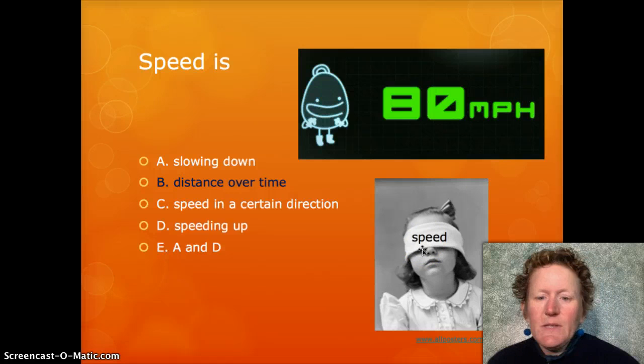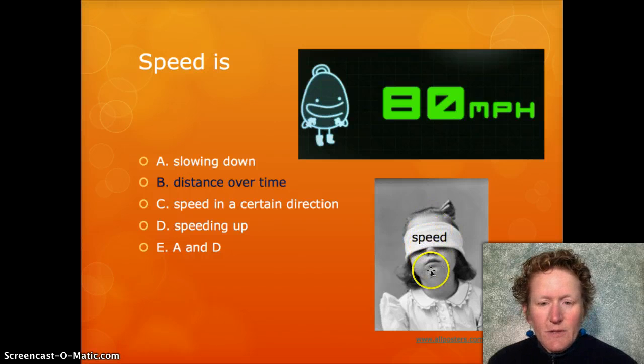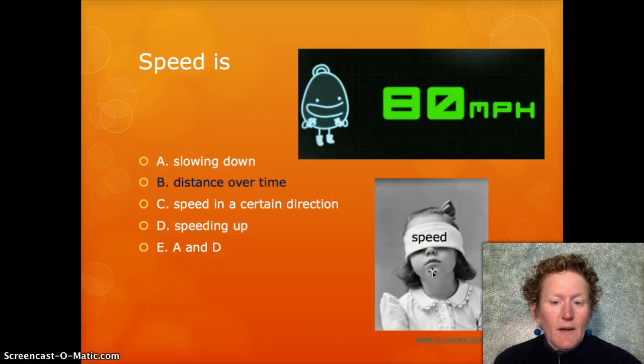And there's a difference between speed and velocity. Speed doesn't have a direction. It's kind of like just going fast with a blindfold on, which is why I showed this kid blindfolded. She looks kind of miserable. If you were going really fast with a blindfold on, you'd be kind of miserable too.